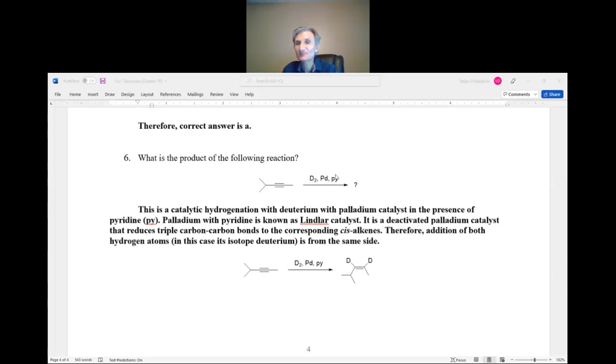And finally, PY is an abbreviation for pyridine. This is a general abbreviation for pyridine. So I wanted to make sure that you see that we don't have to provide the formula of pyridine, which would be a 6-membered aromatic ring with nitrogen. We don't have to write out pyridine. We can simply use this abbreviation PY. And again, since addition is syn, the product is a cis-alkene.